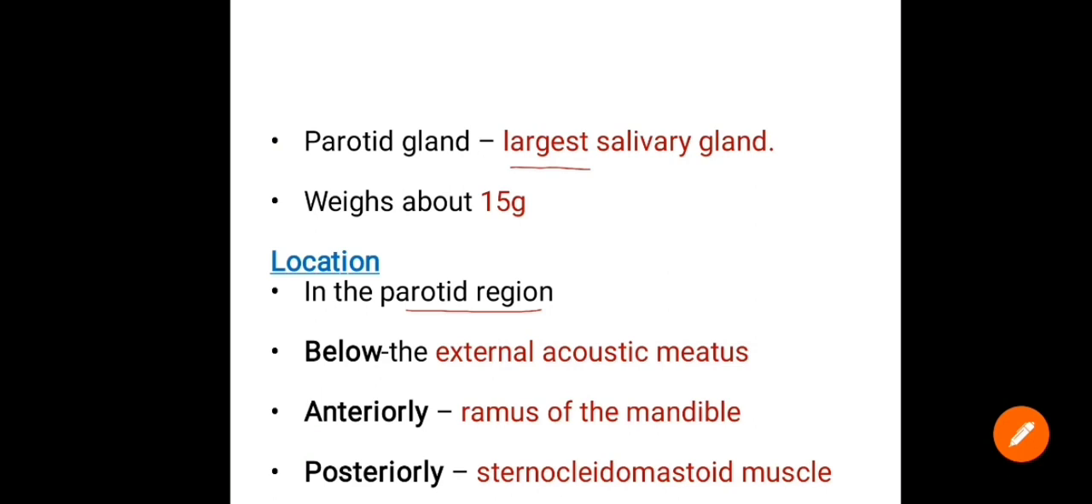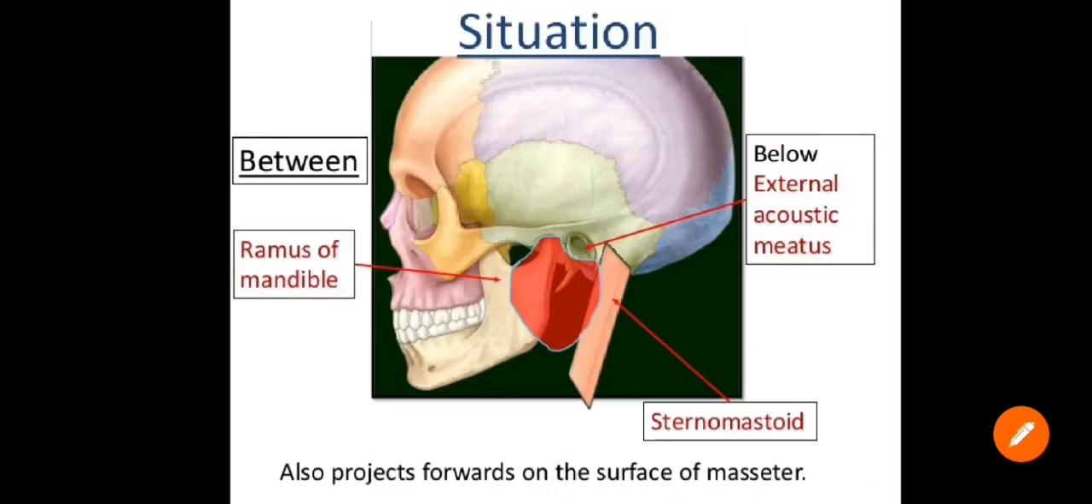The first one is it is below the external acoustic meatus and it is in between the ramus of the mandible and the sternocleidomastoid muscle. That is, anterior to the gland we have the ramus of the mandible and posterior to the gland we have the sternocleidomastoid muscle. Now I'll show you a picture so that you understand it better.